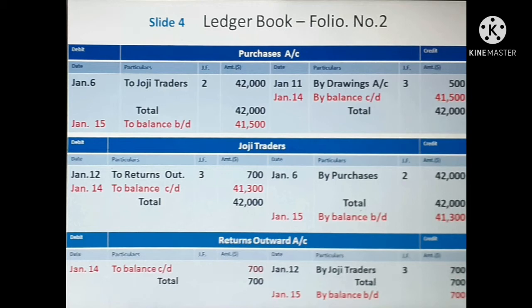January 14, look at returns outwards. Debit side, January 14 to balance carried down 700. So the total becomes 700 on both sides, and this balance is brought down on January 15 to the credit side. January 15 by balance brought down 700. Returns outwards account has a credit balance, whereas purchases has a debit balance. Purchase returns account, or returns outwards account, has a credit balance.